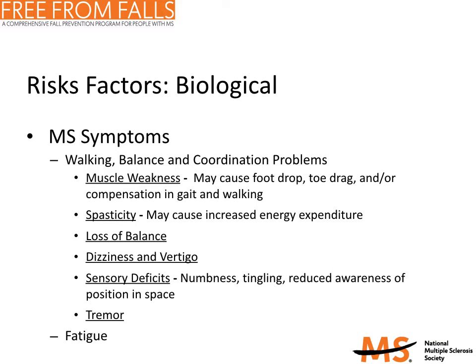Numbness and other sensory disturbances are often the first presenting symptom of MS. Numbness can make it difficult to be aware of the position of your feet or other parts of your body in space, and this may make it difficult for you to walk on uneven or unstable terrain. Finally, tremor, or the back and forth movements of your extremities or the head, can occur with MS. It is often associated with problems of balance and coordination.